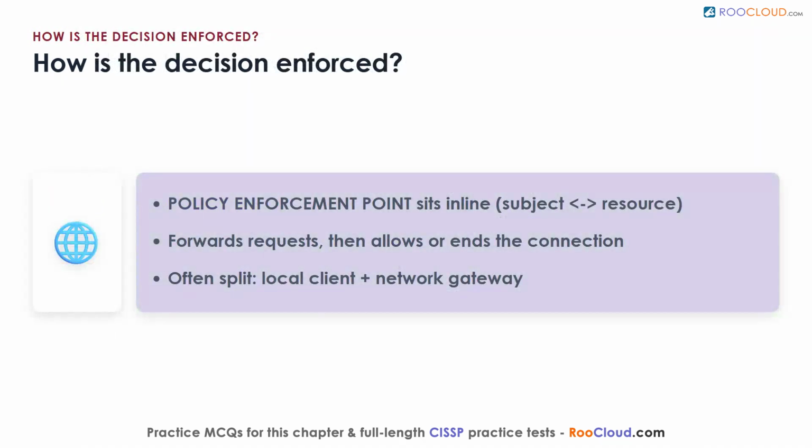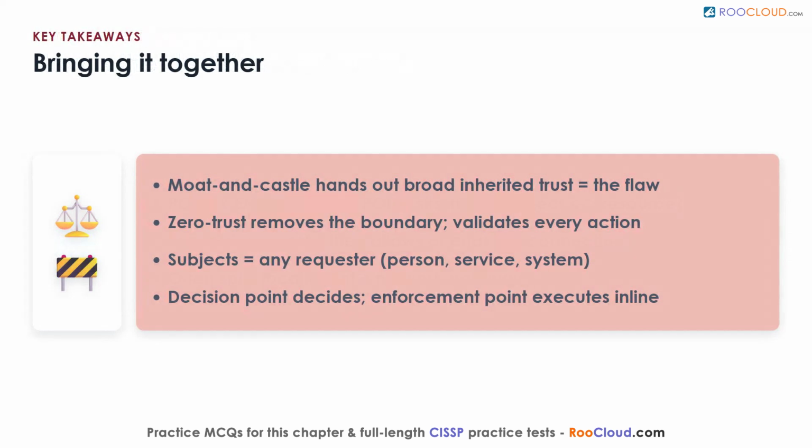And how does the decision get carried out on the wire? Through the policy enforcement point. This is the component that actually sits in the path between the subject and the resource. It forwards each request to the policy administrator and then does whatever it is told, either allowing the connection or ending it. In practice, it is often split into two pieces: a local piece near the subject, like a client or app, and a gateway piece along the network path to the resource. Think of the decision point as the judge and the enforcement point as the officer at the door who carries out the ruling.